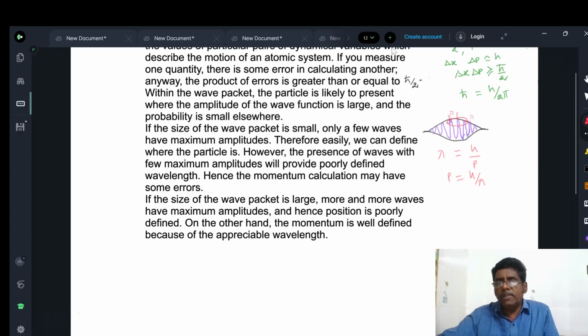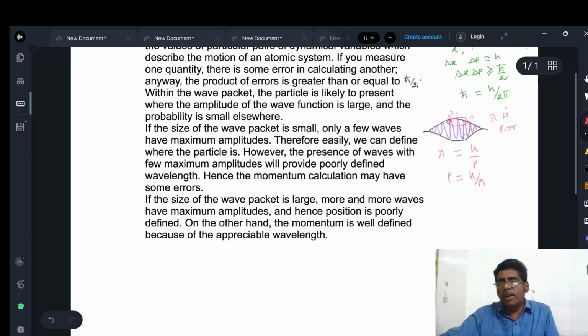So if the size of the wave packet is very small, only a few waves have maximum amplitude. The lambda is the distance between two equal peaks. Only a few peaks are present like this, so lambda is poorly defined. Here lambda is poor, wavelength is poor.